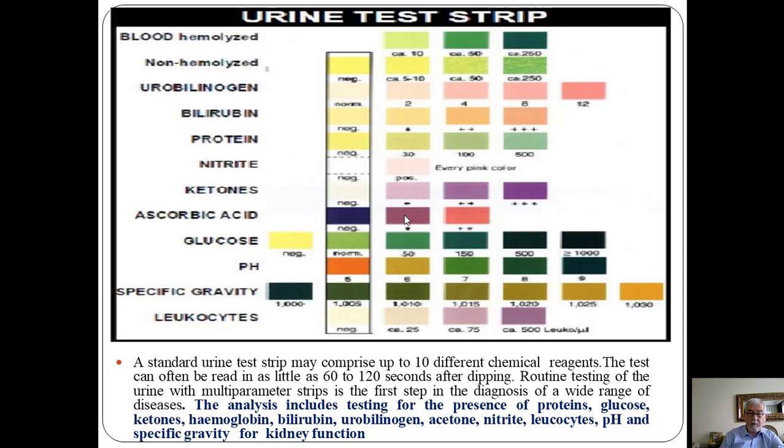The analysis includes testing for the presence of proteins, glucose, ketones, hemoglobin, bilirubin, urobilinogen, acetone, nitrite, and leukocytes, and pH and specific gravity for kidney function. It is the first step. It is a very easy and cheap test. You can use this urine test strip for understanding problems in the first stage. After that, you can use another tool in your lab.